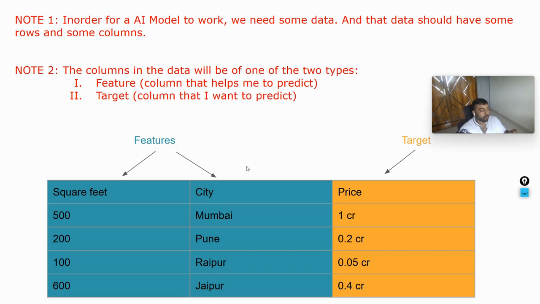So remember, a column that helps you to predict will be called your feature column, whereas a column that you want to predict will be called your target column. Any other columns apart from feature and target are useless columns for us, and we need to remove them from our data. Alright, now let's proceed ahead.